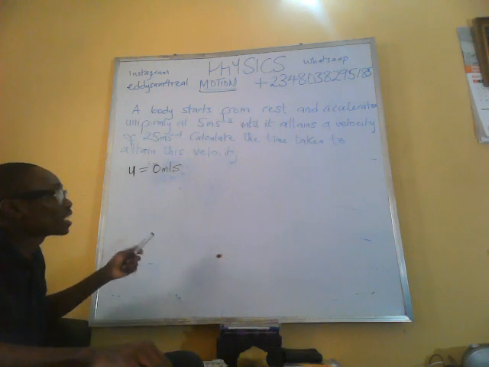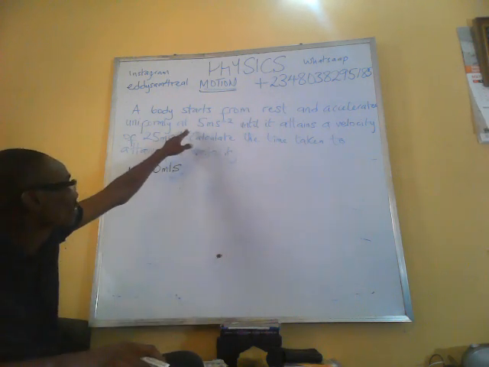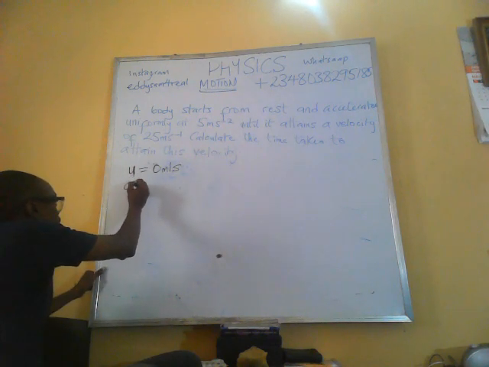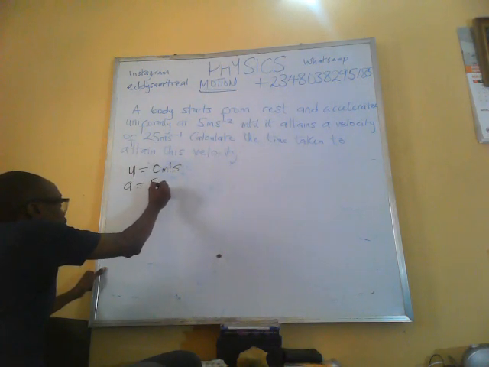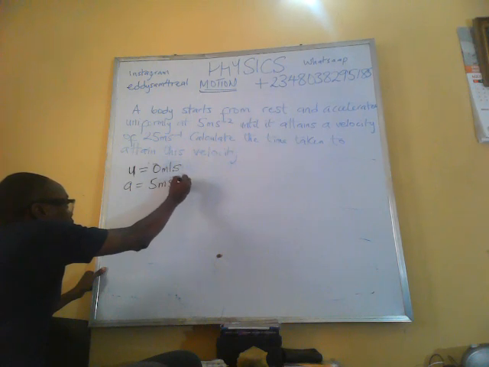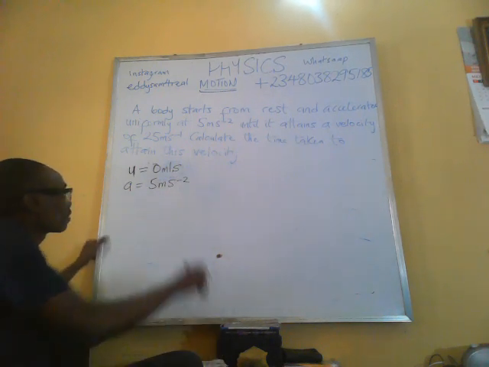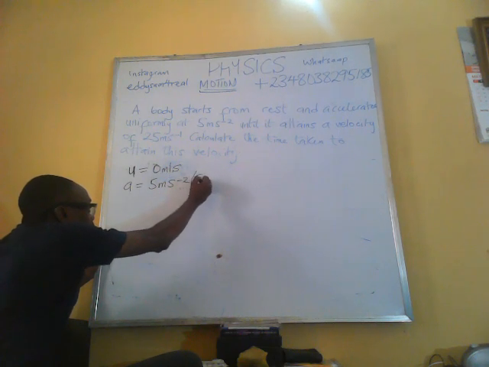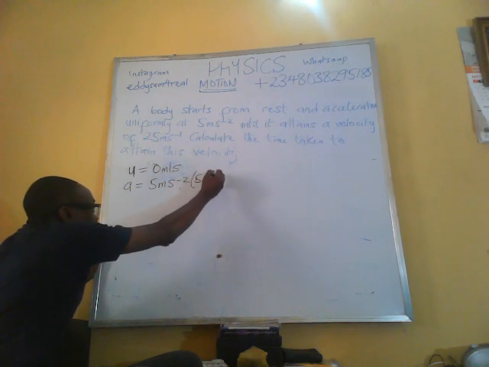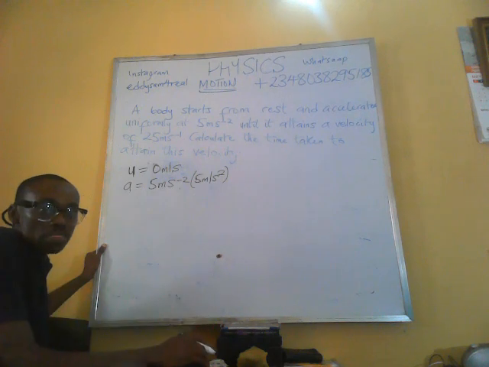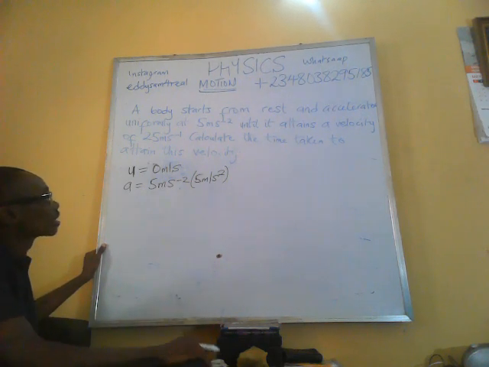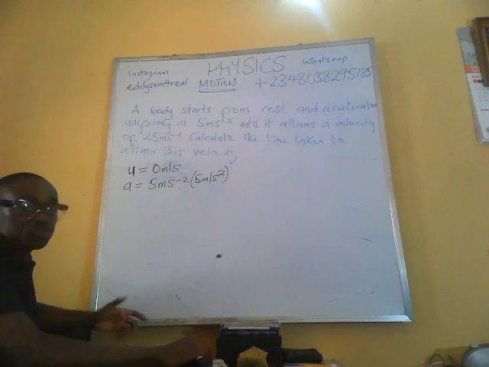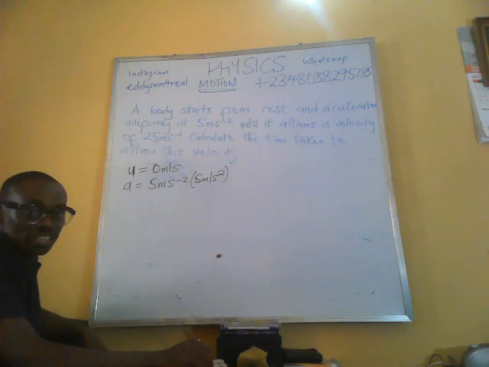So the body accelerates uniformly at, what is acceleration? 5 meters per second square. Acceleration is equal to 5 meters per second square. You can write it this way, or you can write it this way. This one is still 5 meters per second square, until it attains a velocity of 25 meters per second.